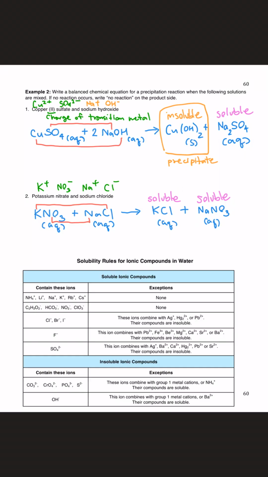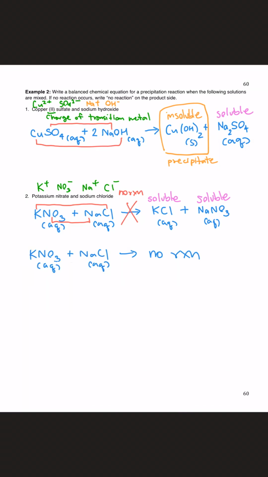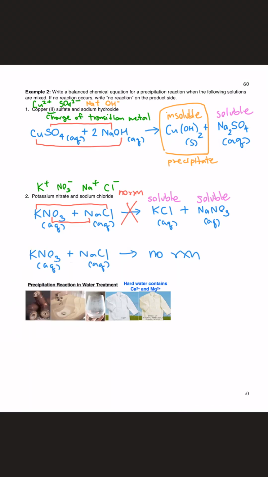Therefore, this reaction is not a precipitation reaction, and we can say that there is no reaction between potassium nitrate and sodium chloride. Or we can rewrite this reaction as no reaction on the product side. Precipitation reaction can be used in many applications, including water treatment. For example, the treatment of hard water.